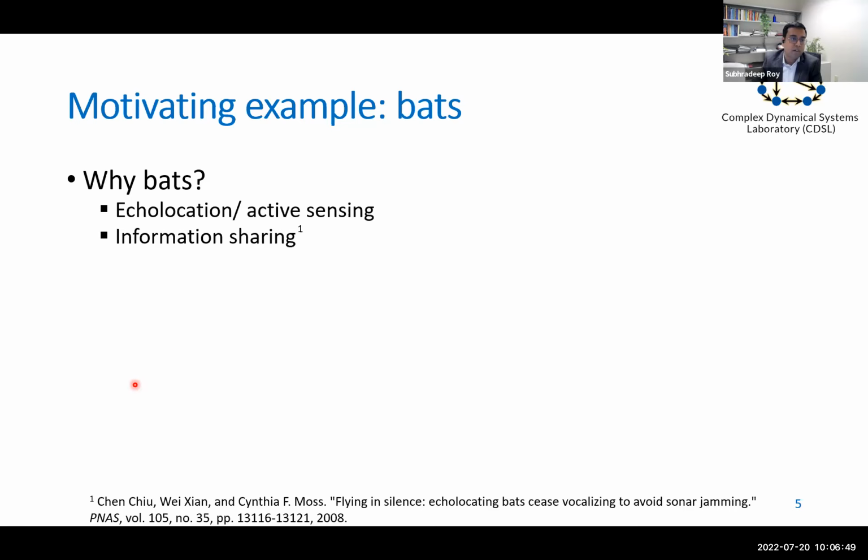An important component of echolocation or active sensing is that it promotes information sharing. There has been some biological evidence showing that when two bats fly together, oftentimes one bat may just stay silent and eavesdrop and listen to its peer's echolocation and can detect the food source or the obstacles. How bats effectively use active sensing is of interest to biologists as well as engineers like me, because we can learn from this robust system and design engineered systems, for example, energy efficient drone swarms.